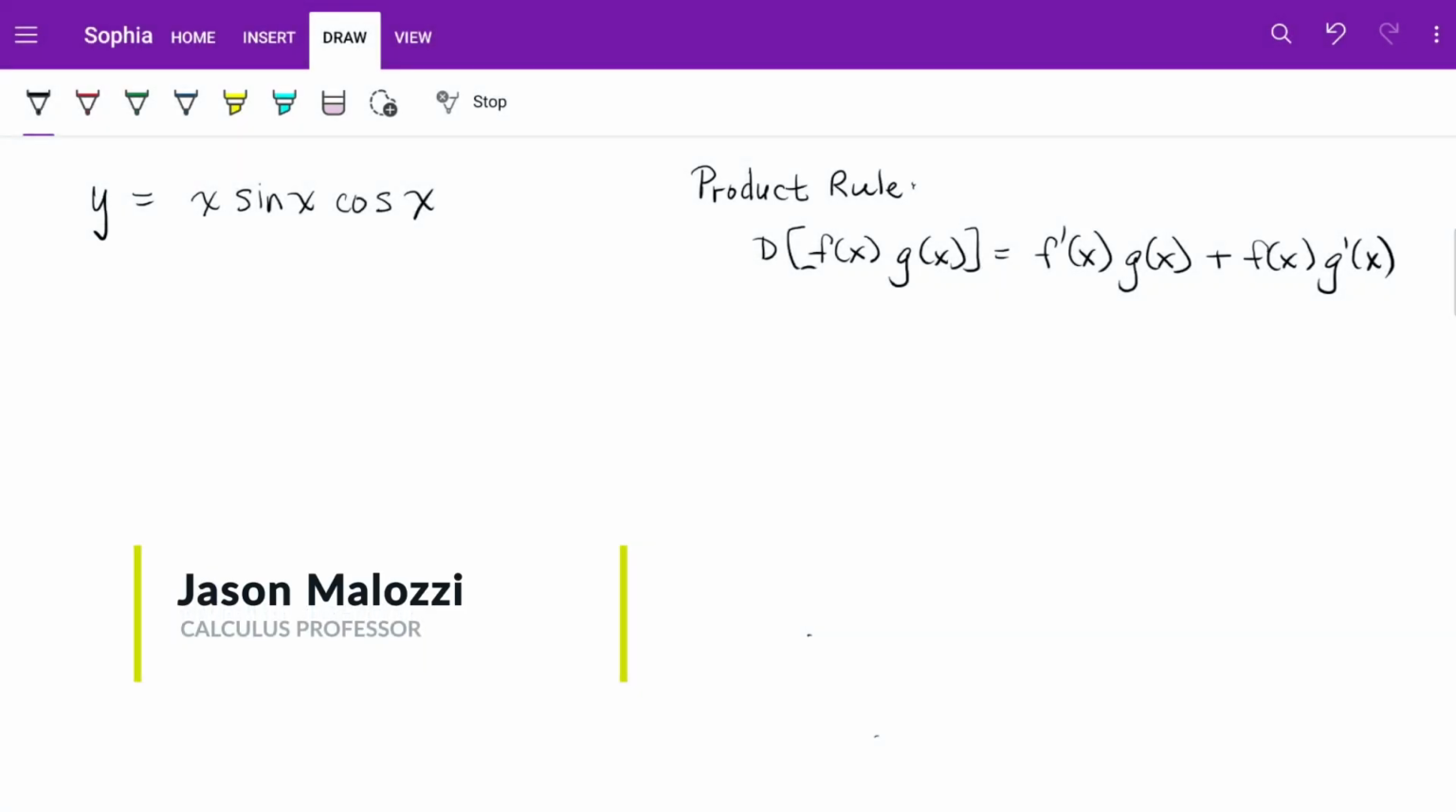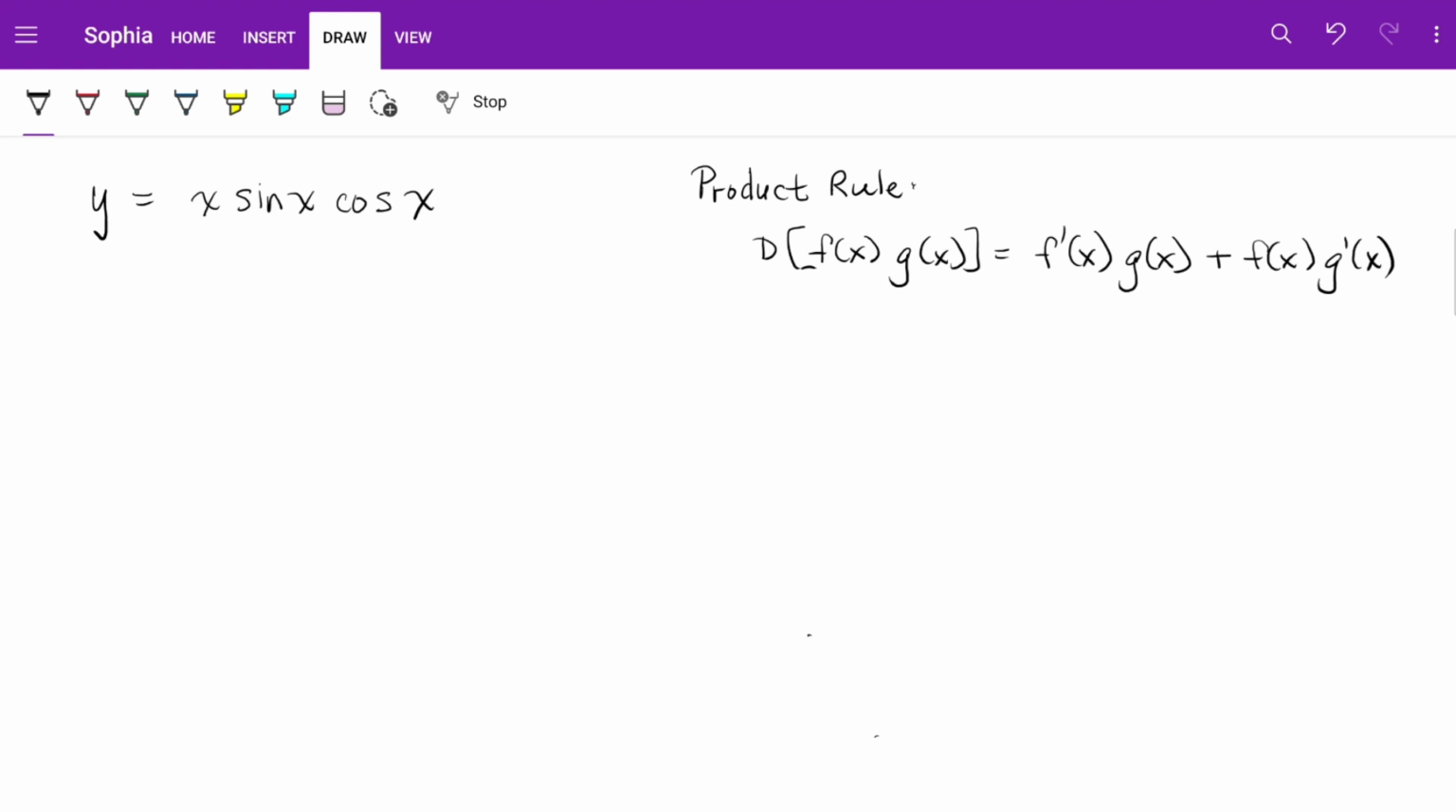So what we're going to look at here is a function y equals x times sine x times cosine x, which is the product of three individual functions. And we're going to try to find the derivative of this function. Well, we're not just going to try, we're going to actually do it.